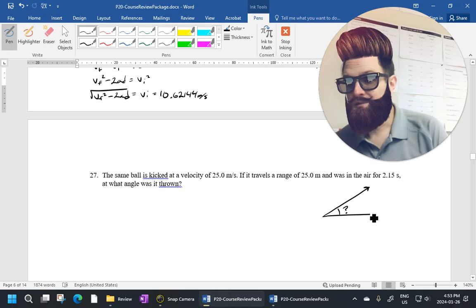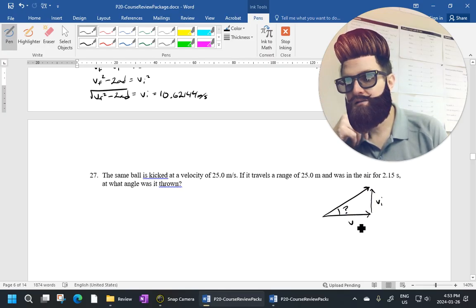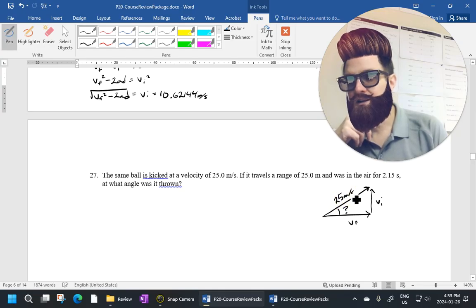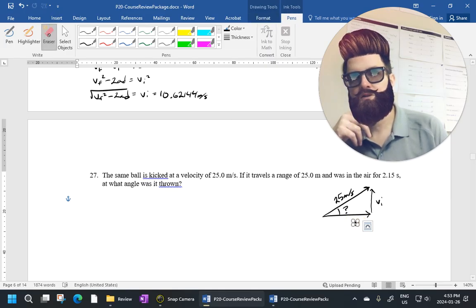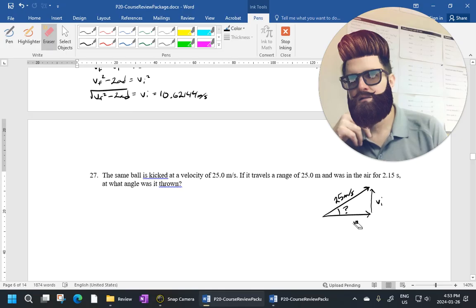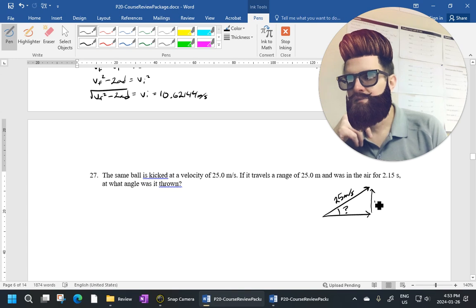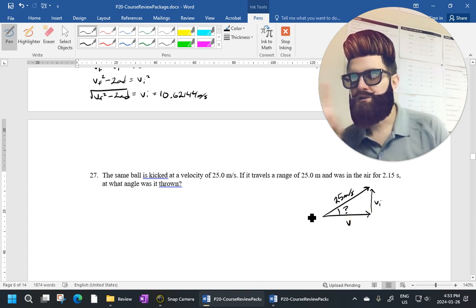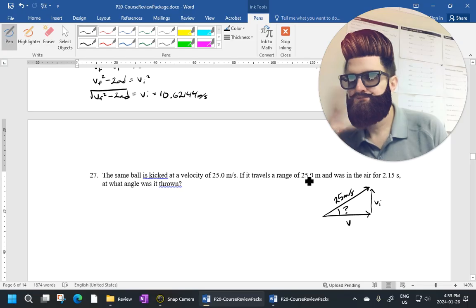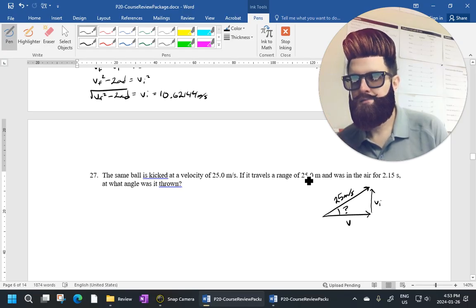So to find the angle, I'm going to need two sides of this triangle. I'm going to know the VI and the V, or the hypotenuse, which I know. I know the hypotenuse. This is great. So actually I only need one more side for this triangle, right? My program is getting a bit slow here. It's glitching out. Okay, so VI and V. So if I find one more piece of this triangle, so we got a range, we got time.